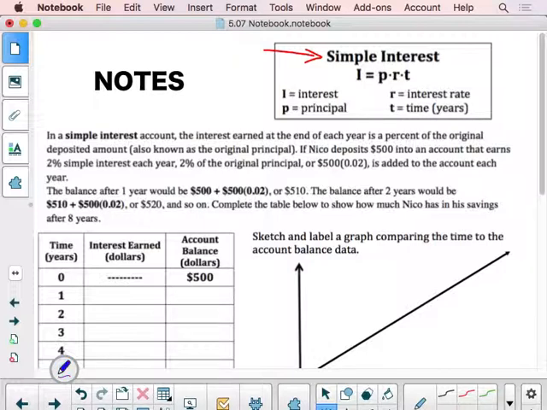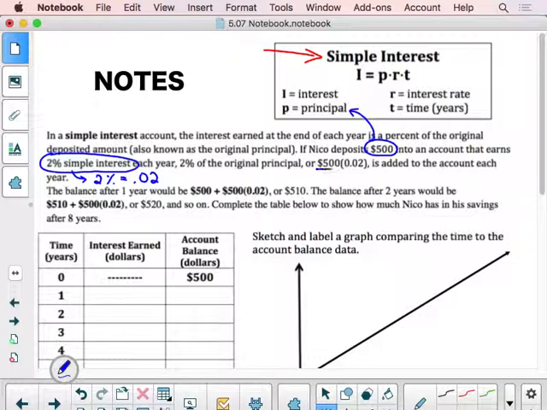Now, Nico has $500 that he's going to put into the bank. So he has a $500 principal in an account that earns 2% simple interest. Don't forget, 2% is 0.02, so we've got to make that into a decimal. And they will pay 2% simple interest each year. Notice that's every 1 year, so our time is 1.